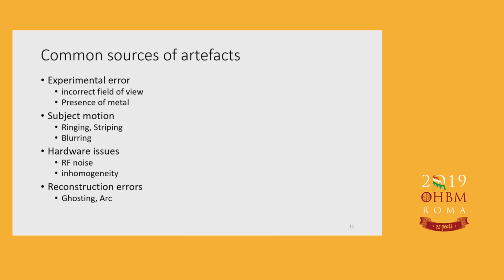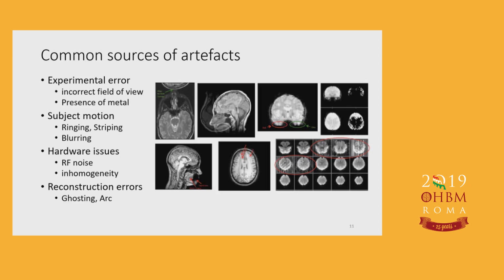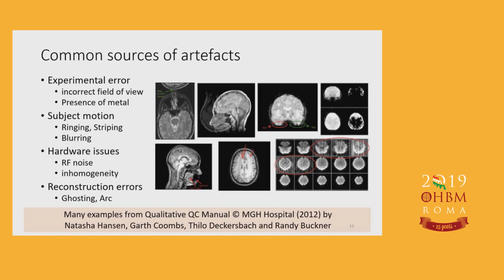So the common sources of artifacts in this modality can be roughly categorized into these 4 categories: experimental error, subject motion, some hardware issues, followed by some reconstruction error. And I'll probably describe them in isolation, but they can happen together also. This is to give you some screenshots of different artifacts, and I've copied many examples from this wonderful manual from NGH. You can also download that online.